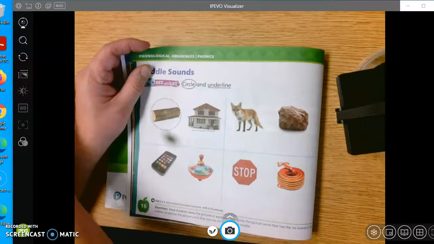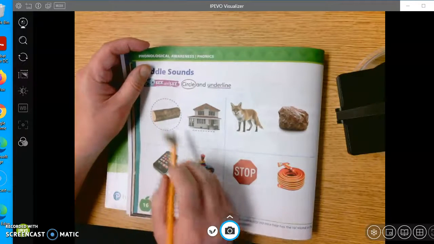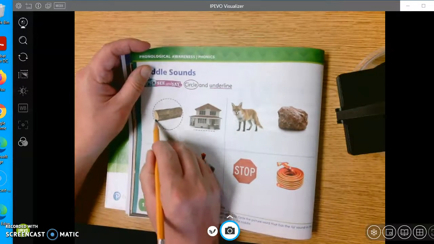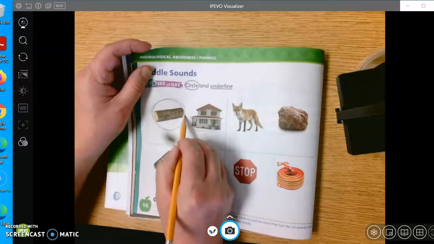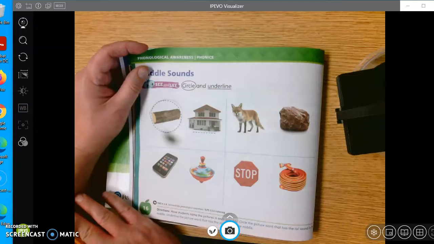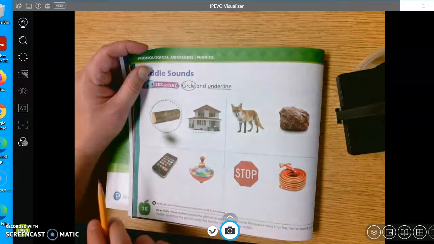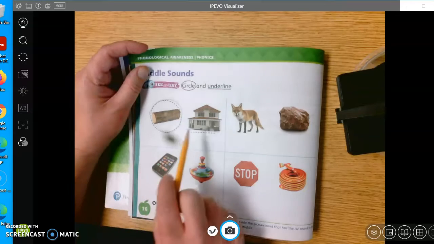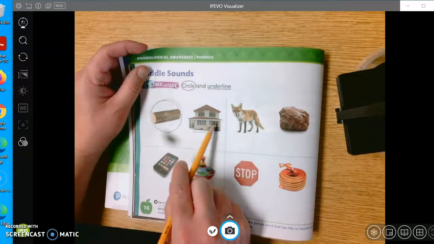Okay, so I see, what is this right here? That is a log. So I'm going to circle that. What sound does that make? That's the O in the middle. That's the log. I hear the short O sound. That is the short O sound. Now this one is a little bit different. Okay, so this one is a house. You hear the O sound?